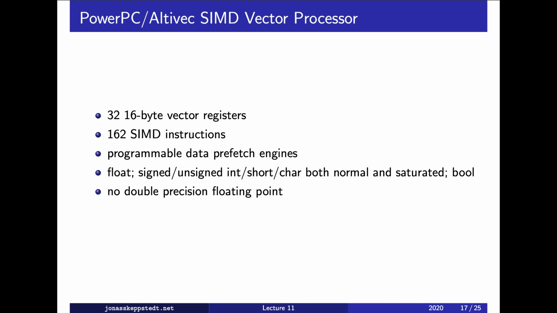First some background on SIMD registers and instructions on PowerPC. There are 32 SIMD registers, each 16 bytes, and 162 SIMD instructions. This is for Altivec. The newest versions of Power have more features.